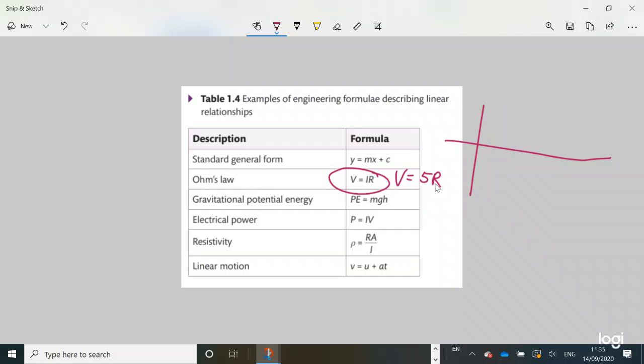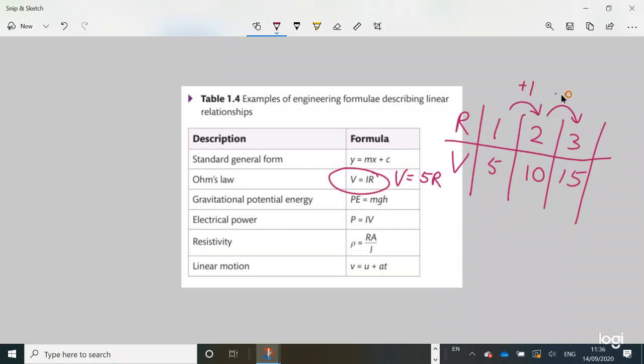So if I put V and R here: if R is 1, times 5 is 5. If R is 2, times 5 is 10. R is 3, times 5 is 15. I think that's about enough for me to demonstrate linear. As you go up 1, your output variable goes up by the same amount each time, 5, and that's linear.